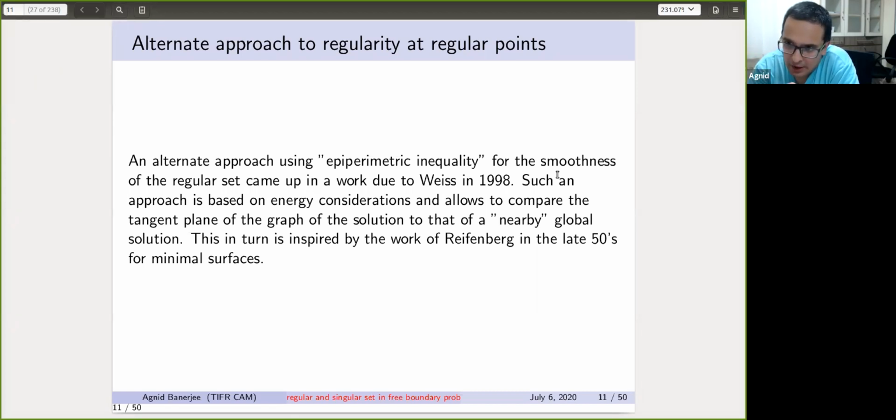And with that, you're able to show that if you go from point to point, the normal to the tangent plane only changes in a Hölder way, which is to say that from nowhere, you right away go to C^{1,alpha}. So in that sense, it's a different approach. Again, this is inspired by the work of Reifenberg in the late 50s for minimal surfaces. There is a similar epiperimetric inequality with which Reifenberg was able to show the uniqueness of the blow-ups of minimal surfaces in certain cases.